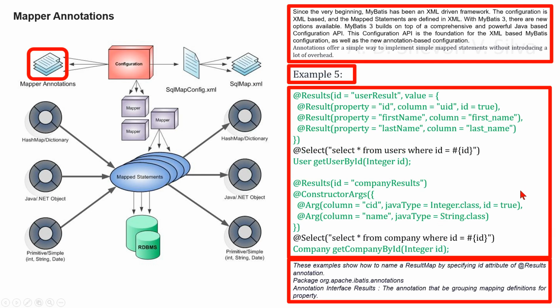This example shows how to name a result map by specifying the id attribute of the @Results annotation. The annotation interface Results, the annotation that groups mapping definitions for properties. This is in the package org.apache.ibatis.annotations.